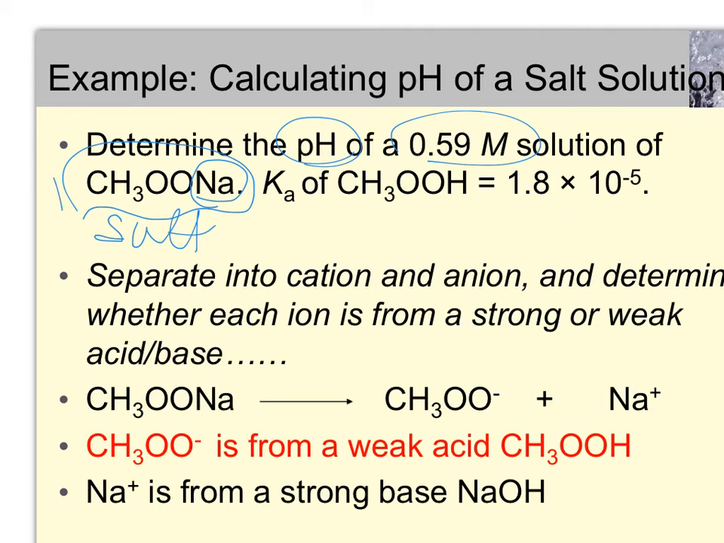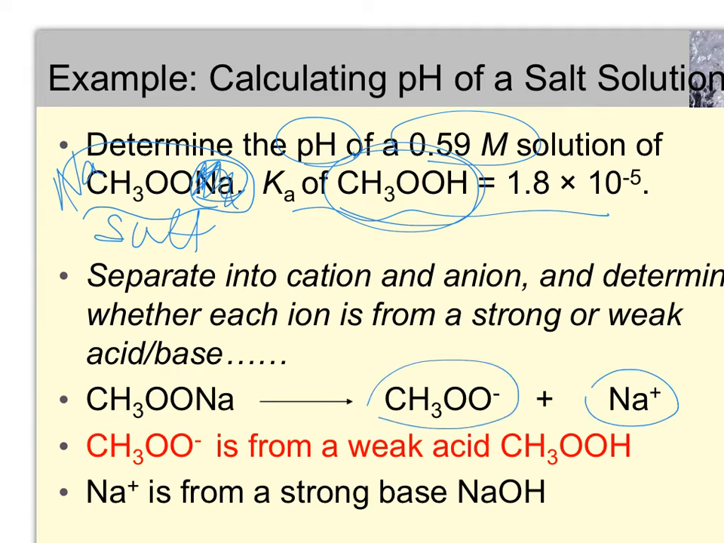You're probably more used to seeing this with sodium in the beginning. I don't know why I put it at the end there. All right, and they gave you the Ka of the acid from it, okay? All right, so remember my steps. First thing you do is separate it into the cation and the anion, all right? Remember the metal's always the cation.